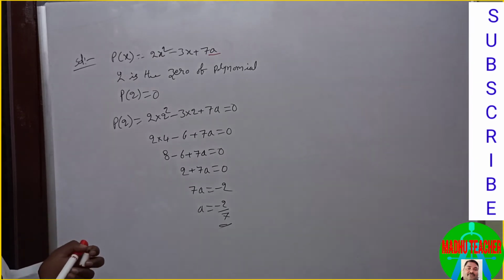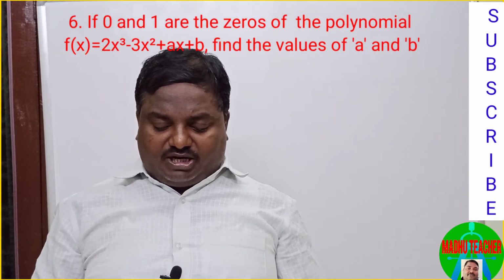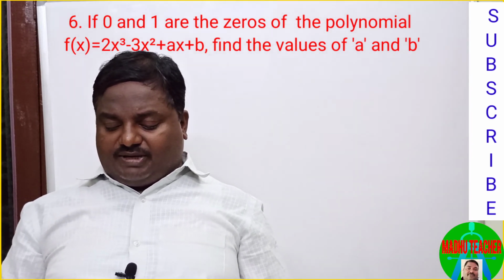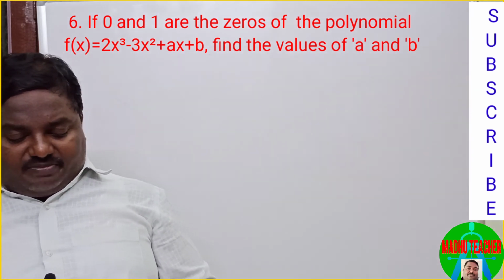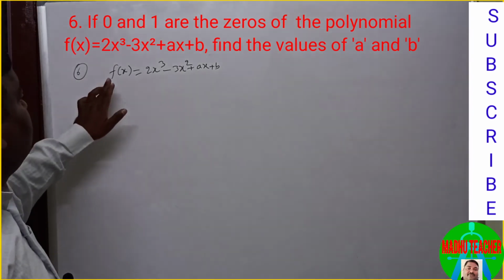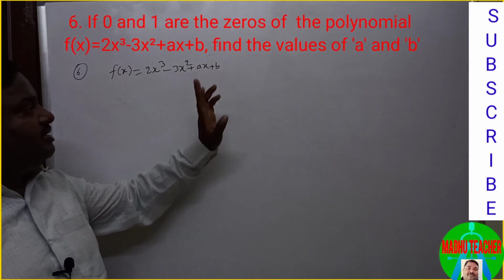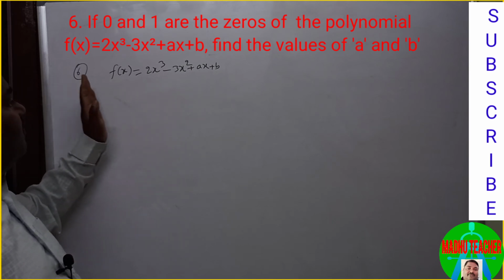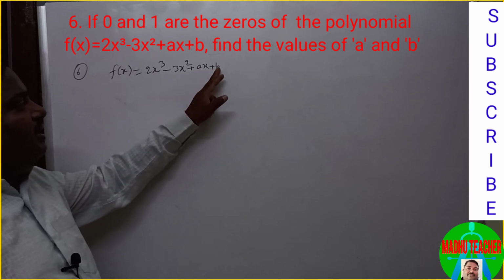This is the a. If 0 and 1 are the zeros of the polynomial f of x equal to 2x cube minus 3x square plus ax plus b, find the values of a and b. What is given? f of x equal to 2x cube minus 3x square plus ax plus b is a polynomial. If 0 and 1 are the zeros of this polynomial, then find a, b.